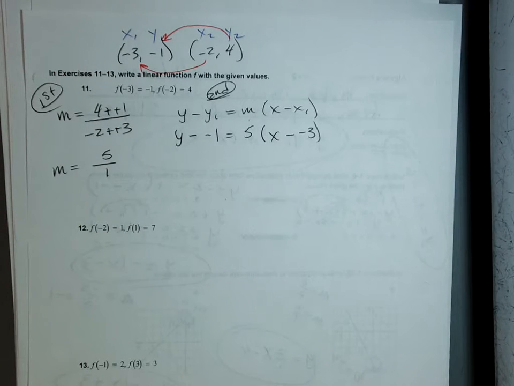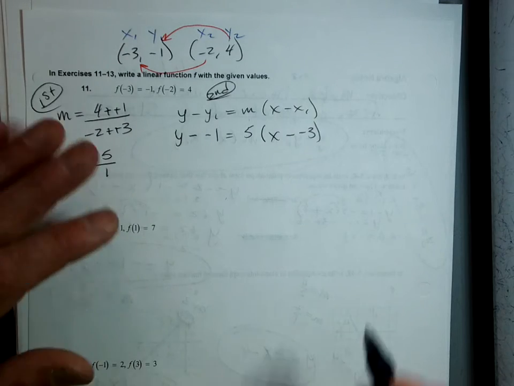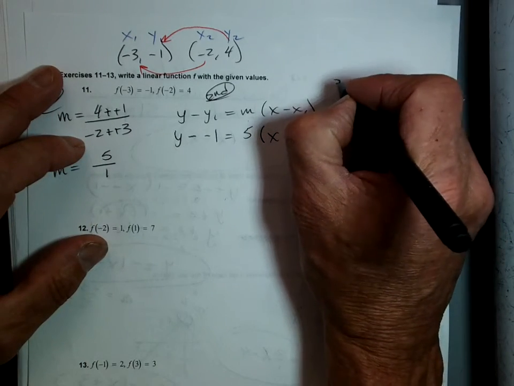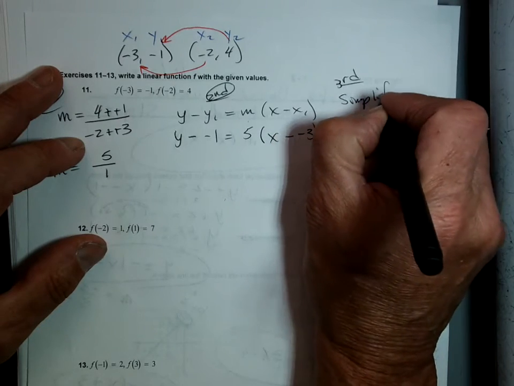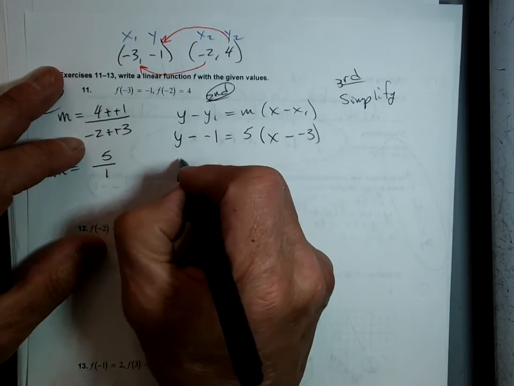This is the hard step, but we can do it. I have faith in us because we're smart. Okay? Now, let's simplify that. So third step is to simplify. Third, let's just tidy it up or simplify. Okay, double negative, right?